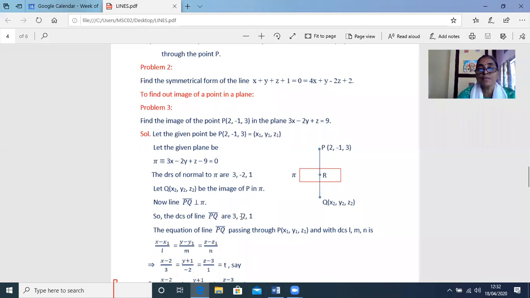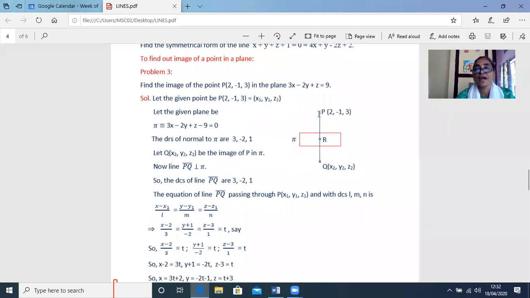So the equation of the line PQ is (x minus x1) by l, (y minus y1) by m, (z minus z1) by n, where x1, y1, z1 is the point through which it is passing. So (x minus 2) by 3, (y plus 1) by minus 2, (z minus 3) by 1. To find the equation of the line, remember, you need to know a point through which it passes and its DRs. Here PQ is normal to the plane pi, so you know its DRs, and you know a point on the line PQ, so you are able to write the equation of PQ now.